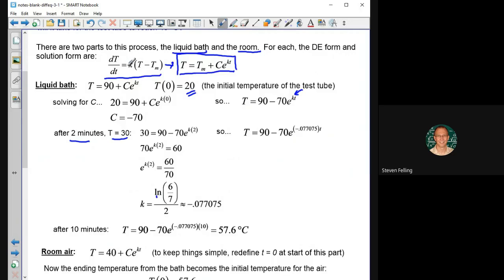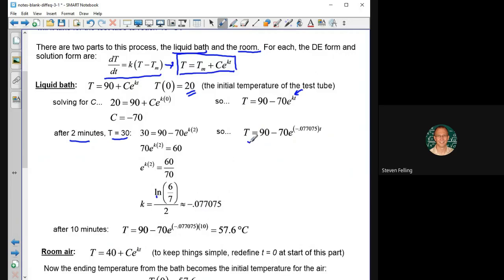Right? This constant should be negative because if you think about it, if the temperature was above the medium, then that means that the rate of change would have to be negative. So this constant should always be negative in a heating and cooling problem, because if this is negative, it will cause this to get closer to the medium temperature, right? So it's right that this is negative.